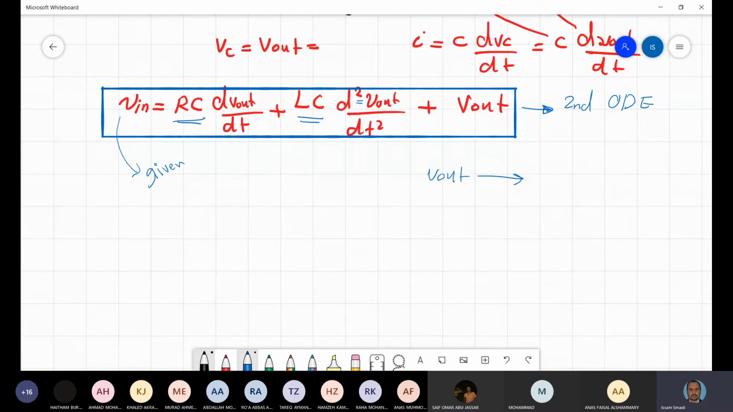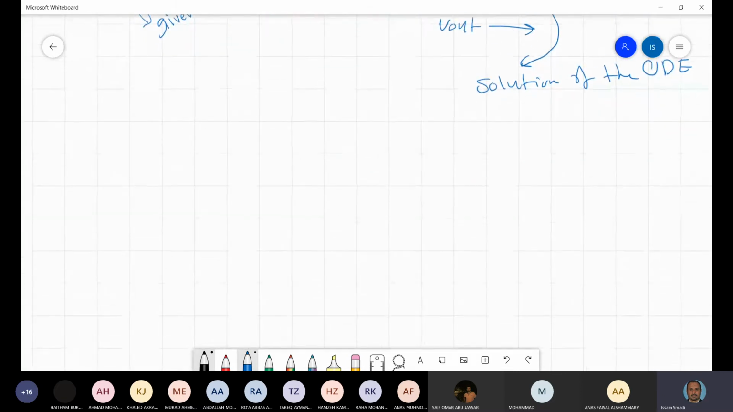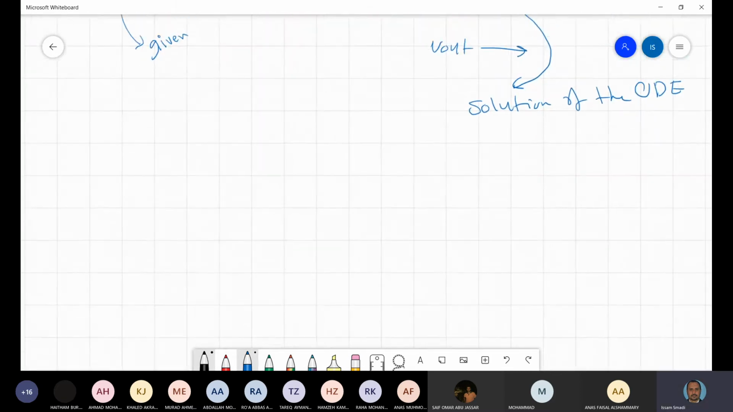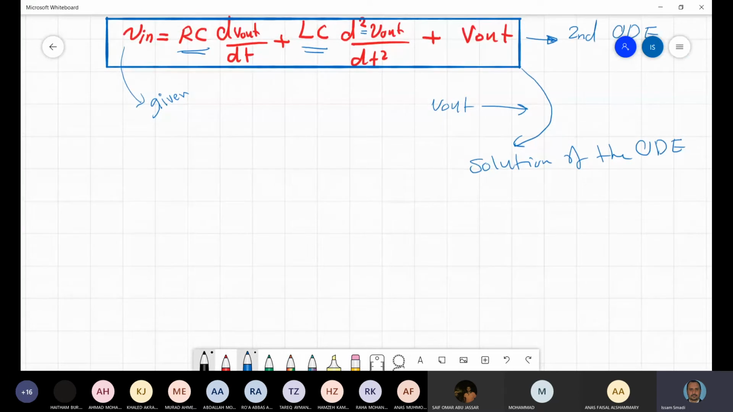Which means that in the end of the day, I need to find a solution for this problem of the ordinary differential equation. I need to find what will happen to the output if I change the input, which means that I need to find a solution. And the solution in general for the ordinary differential equation is decomposed in two solutions. The transient response and the steady state response, correct?